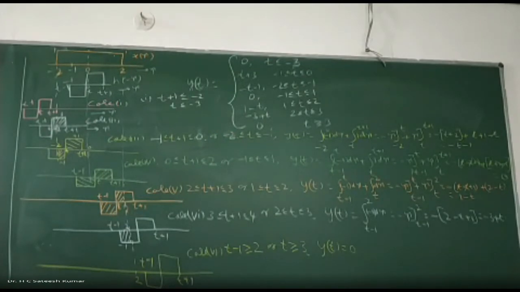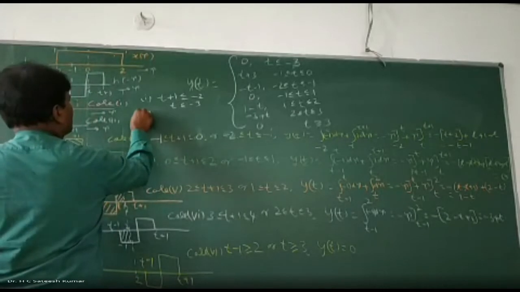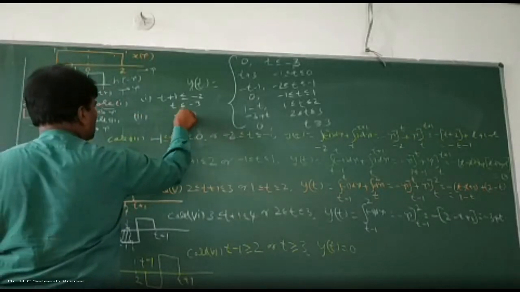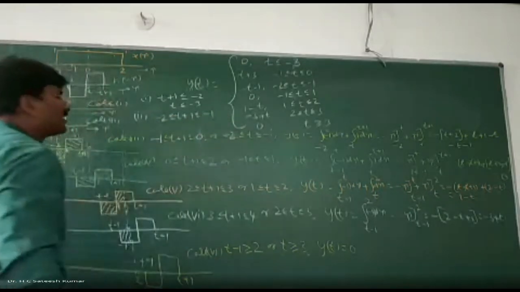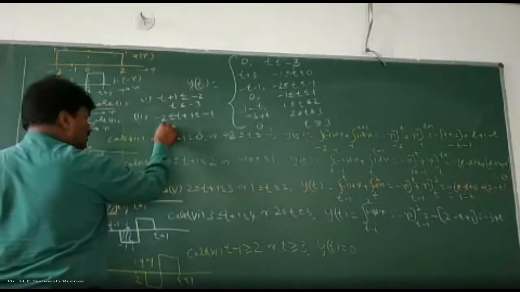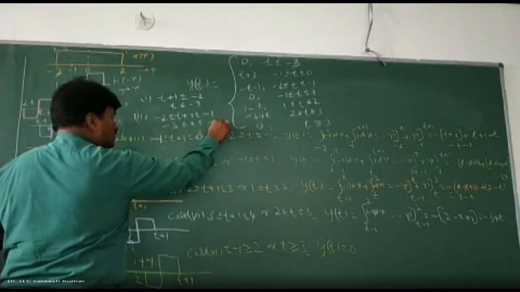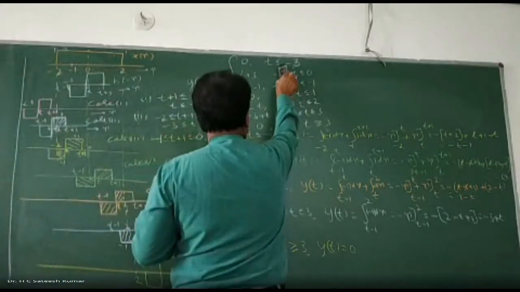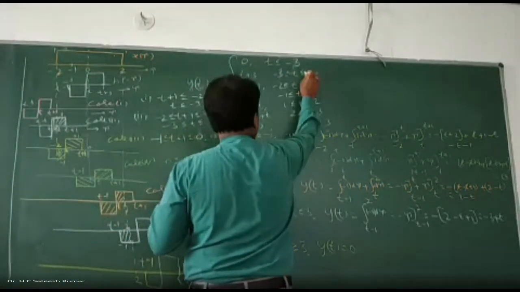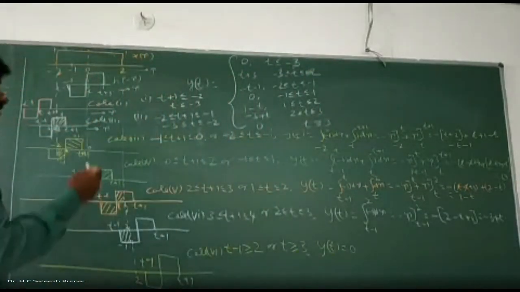Second case is from where to where? T plus 1 lies between minus 2 and minus 1, which gives t lies between minus 3 and minus 2. Second case is minus 3 to minus 2. Is correct. Third one. Now third one, right.